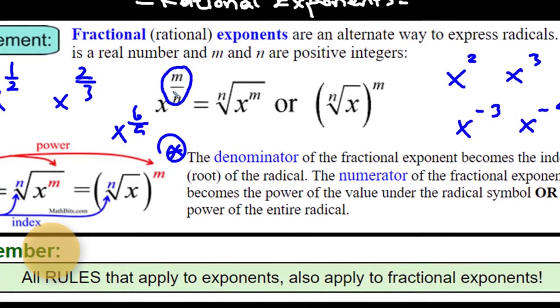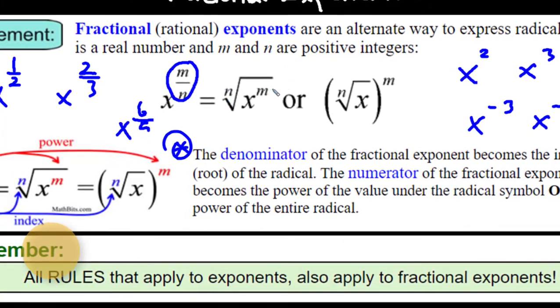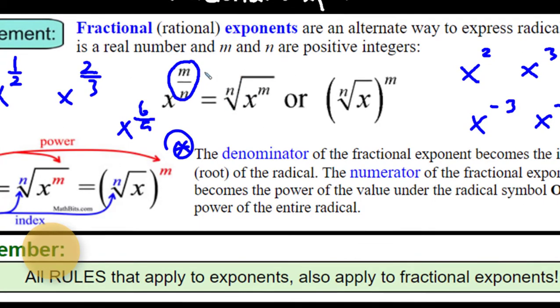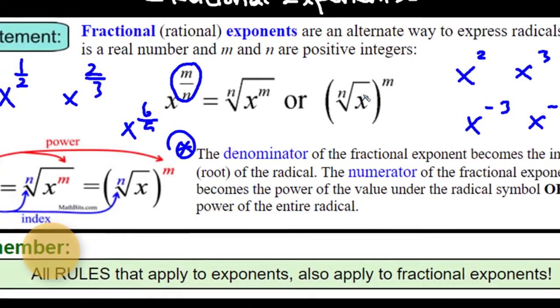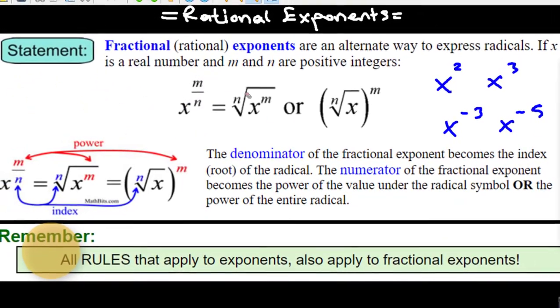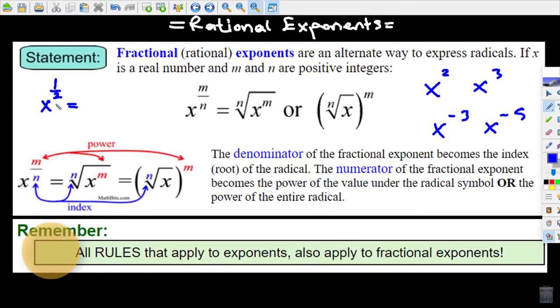So basically, x to the power of m over n is going to transform into the n-th root of x to the power of m. Remember that the denominator of the fraction will be the root of the radical expression, and the numerator is going to be the power. For example, x to the power of 1/2: my denominator is 2, so the denominator is going to be my root, and my numerator 1 is going to be the power of the x. This is how it's transformed into radicals.